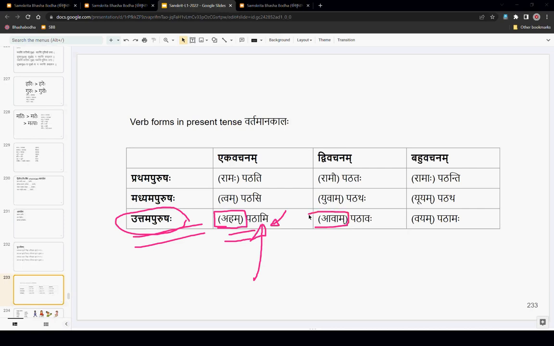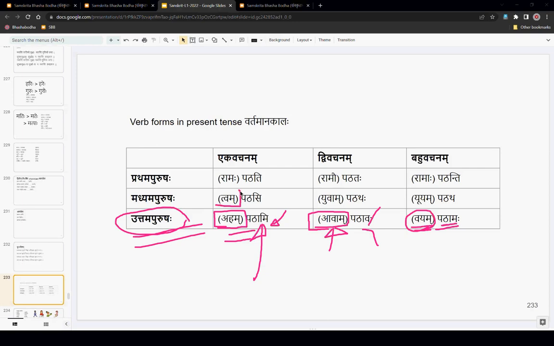And the Avam is when there are two people, two of me. That's when I have to use the Avam, Patavaha. This form. Present Dvivachanam. And Vayam, that's where many of me. Patamaha. Means many of us. So, many of us. In the present tense. Bahuvachanam. Means when the word is Vayam, then you use Patamaha, or the Uttama Purusha form of the Kriyapadam.